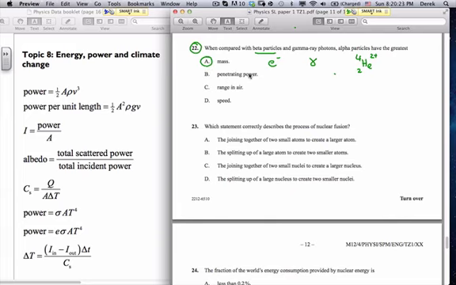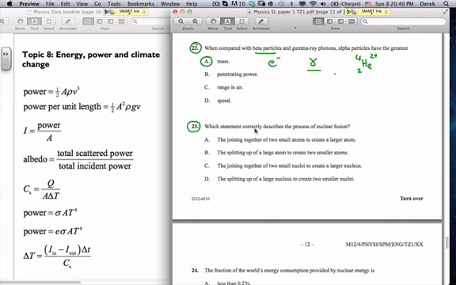They won't have greater penetrating power because they're very big. Their range in air will also be quite low, and their speed, well, nothing will go faster than a gamma ray because that's light. So A is the only one that's correct.